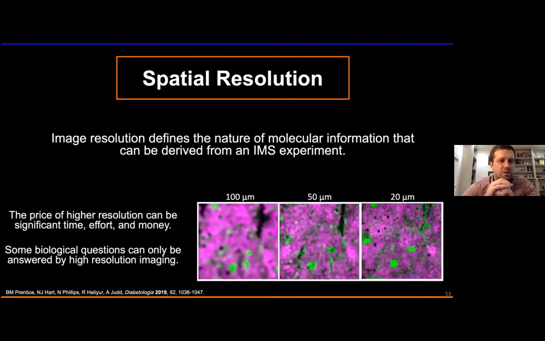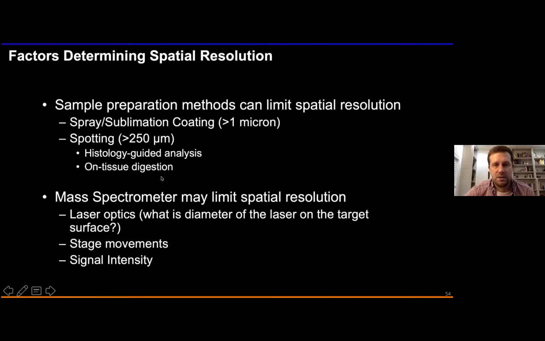Okay, so let's talk a little bit about spatial resolution. This is the image resolution that we end up with from our resulting experiment. This is important because it determines the level of structural detail. At higher spatial resolutions, we can look at smaller and smaller structures. In this picture, I'm showing a few images of pancreatic islets, and you can see it's not until we get to about 20 or 30 microns that we can fully resolve these islets. So some biological questions can only be answered at high resolution, but it's certainly not always necessary.